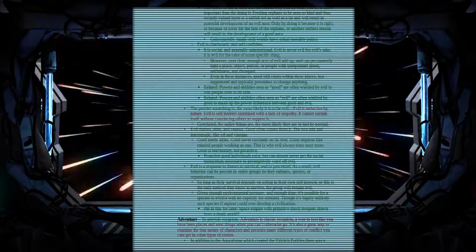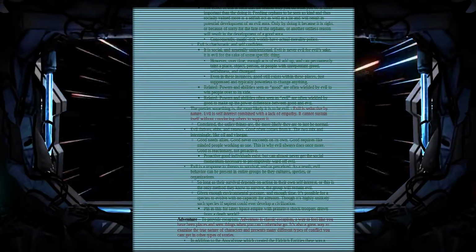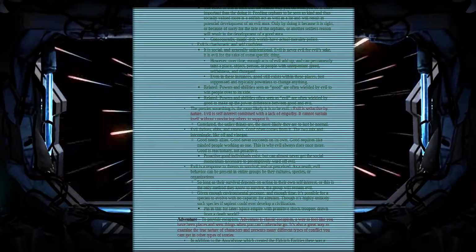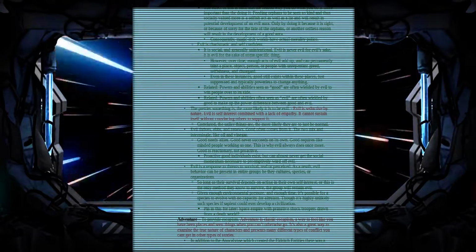Good is actually reactionary, not proactive. Now sure, proactive good individuals exist, but they're an exception to the rule. They can almost never get the social momentum necessary to preemptively take measures to ward off evil happening.